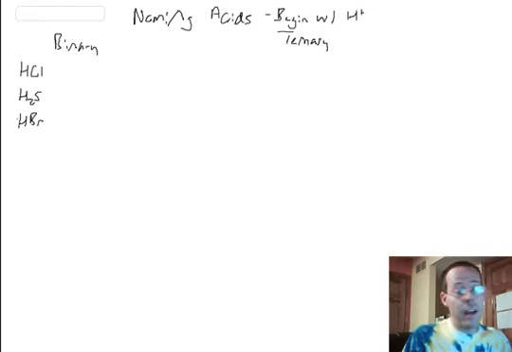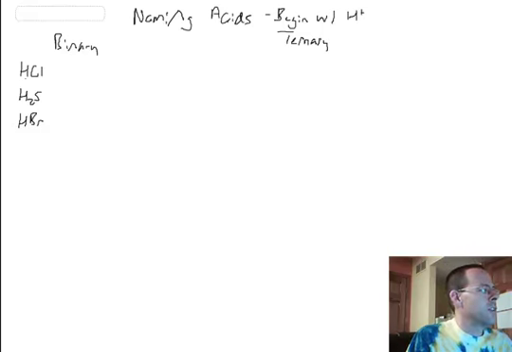These are all binary compounds. They have hydrogen with some kind of anion. We know they're acids because they begin with hydrogen. You might look at this and go, oh, that's hydrogen chloride. Well, that's not really hydrogen chloride. We're going to call it some kind of acid. So each of these is going to start off as hydro something. Hydro, hydro, hydro.